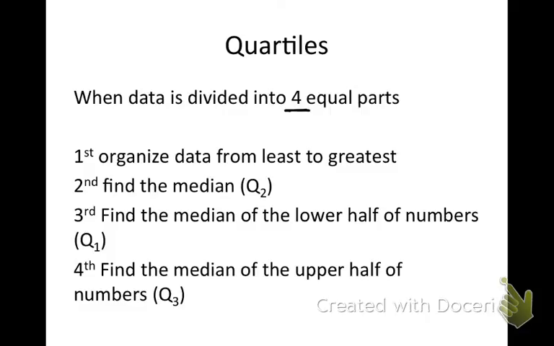So first we're going to organize the data from least to greatest, which we just practiced. We're going to find the median, which we've done in the past, and that we're labeling as Q2 or quartile 2. And we're going to find the median of the lower half of the numbers, and that's Q1. So don't worry, I'm going to give you an example to show you how to do this, but first we're going to write down the steps. And then the fourth thing is find the median of the upper half of our numbers, and that will be Q3. So we have Q1, Q2, and Q3. So we've divided them into 4 pieces. I'm going to give you an example to show you how that works.